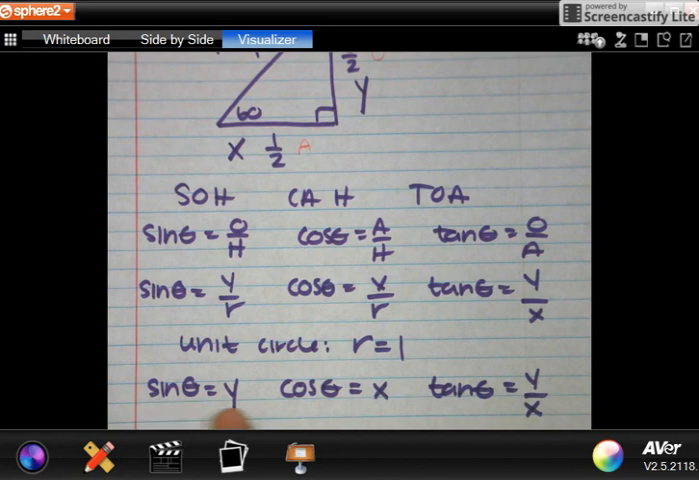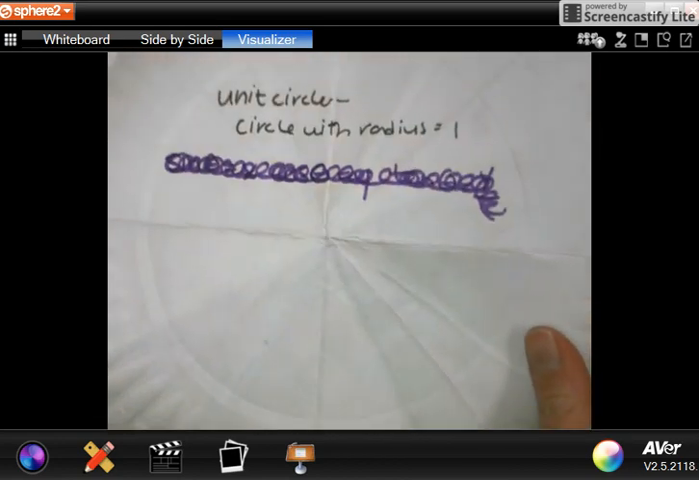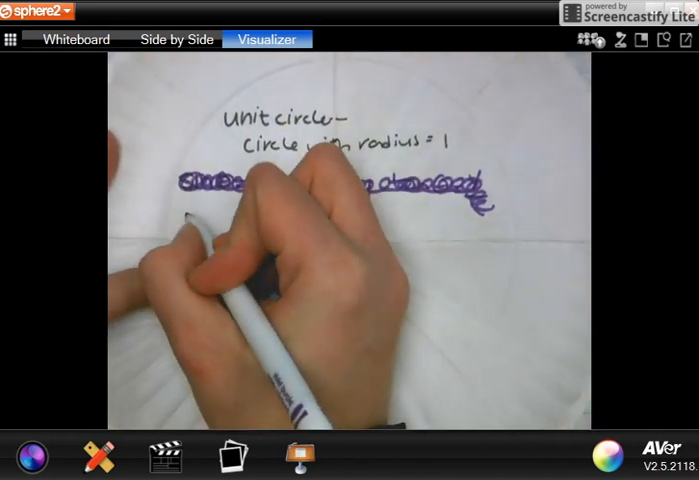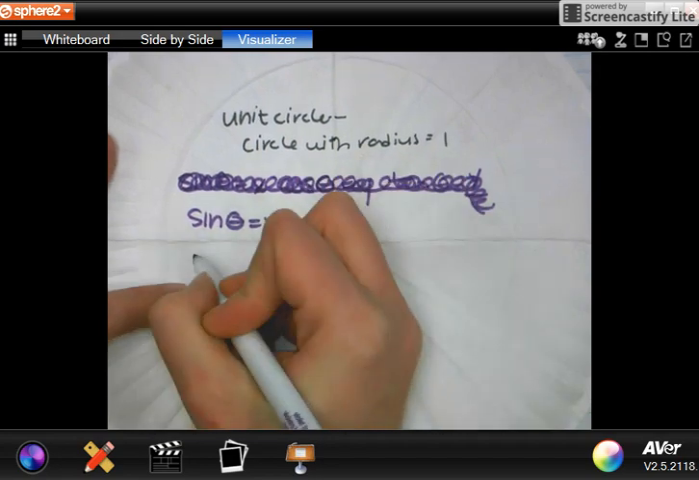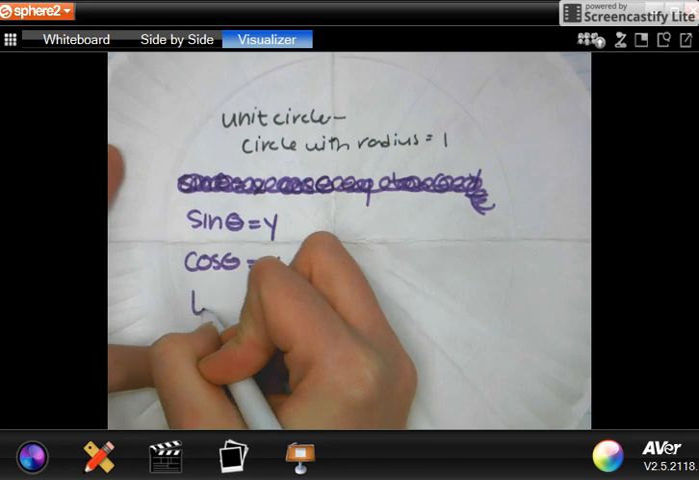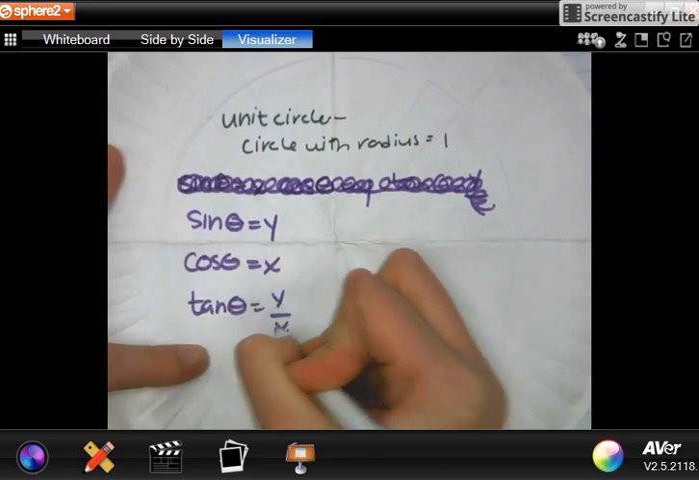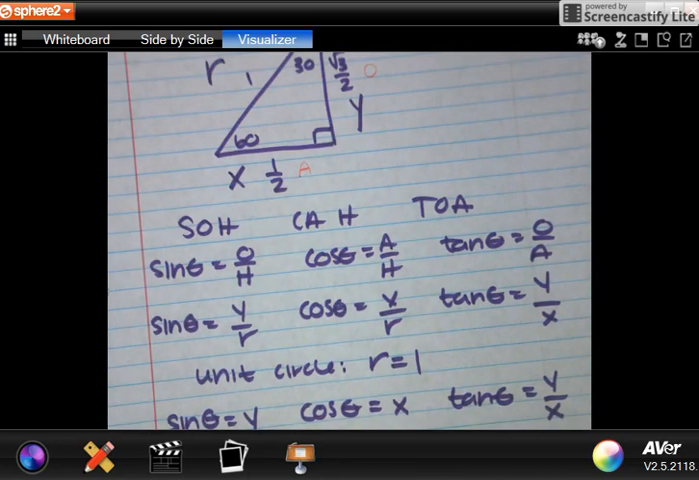So what I'd like you to do is take those formulas and copy them down on the back of your paper plate. We should already have things about the unit circle. What I want you to write down is that sine of theta is y, cosine theta is x, and tangent theta is y over x. Just make sure that's on the back of your paper plate.